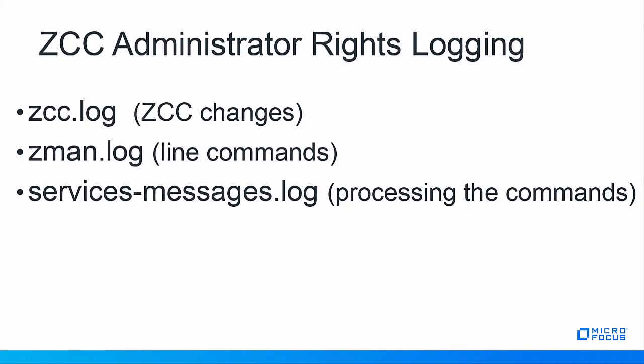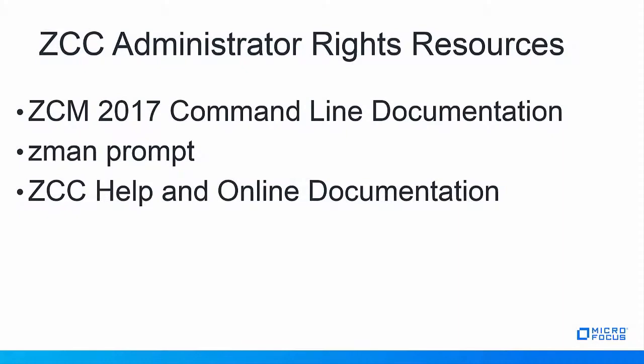ZCC Administrator rights logging is in the ZCC.log and the ZMan log and the service messages log. And these are found in ZENworks Home log. Also, some of the resources are the ZCM 2017 command line documentation. ZMan prompt will give you some help, and the ZCC help and online documentation right in ZCC. The question mark in the upper right hand corner of the pop-ups, as well as the help in the upper right hand corner for each page.